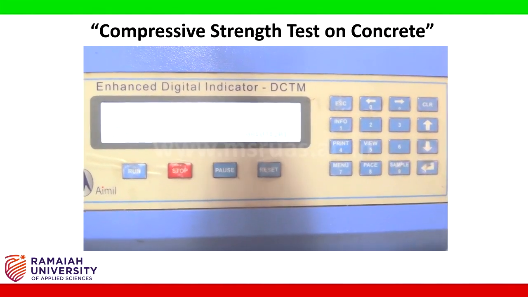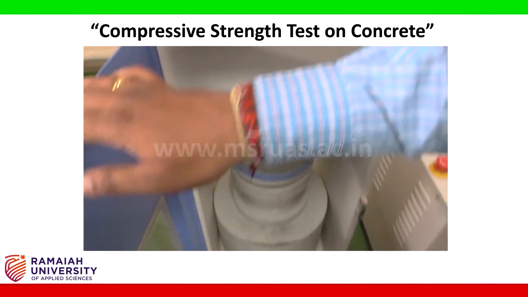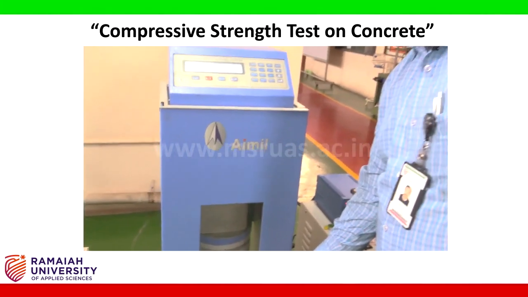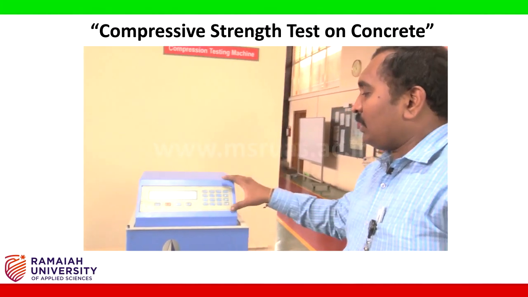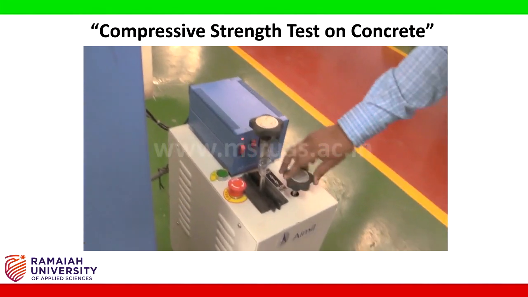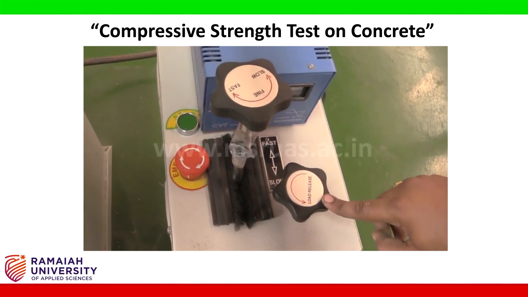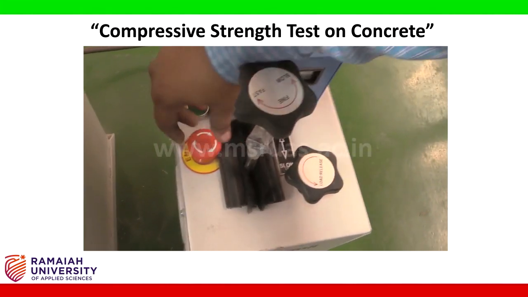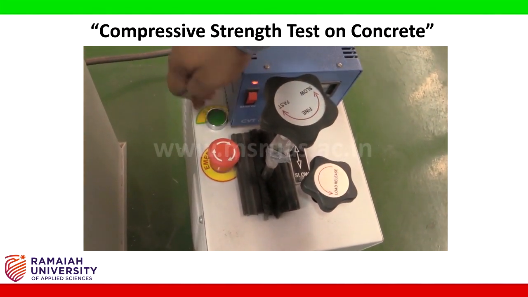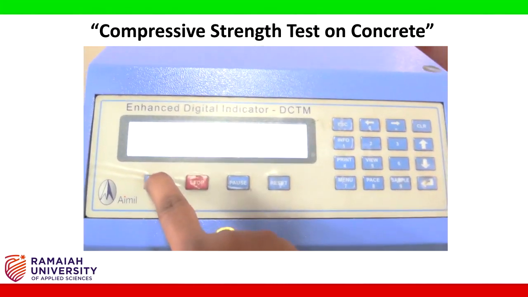After this, we are going to close the shutter, because there is a chance that under compression your cube particles may hit the tester. After doing this, we are going to tighten the load and keep the cube in the center. We remove the emergency stop, which will initially be on. Okay, we are going to start the pump and run the testing.